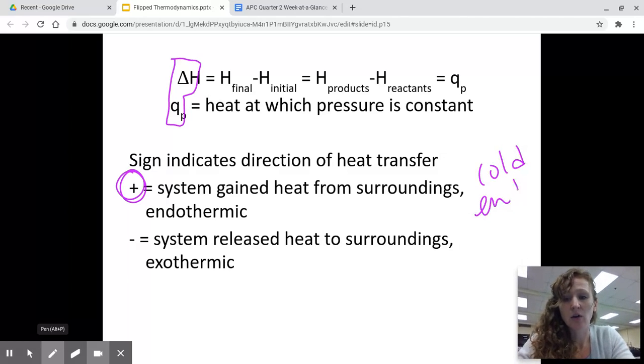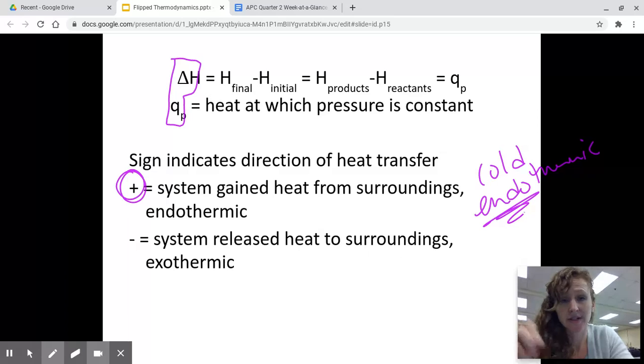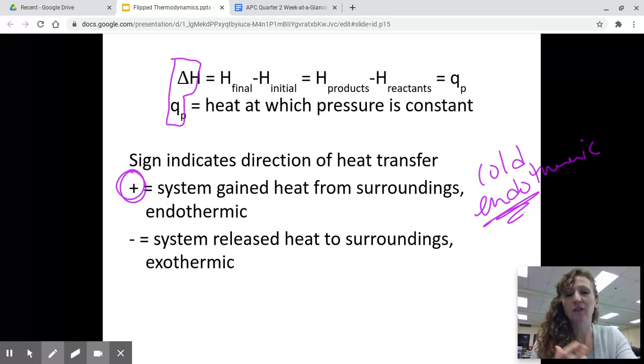That's endothermic. Into the system. It's hard to make that shift of thinking from the perspective of the system instead of thinking from your perspective, right? In this case, most of the time, we are the surroundings. So we can't think from our own perspective. We have to think from the perspective of the system.